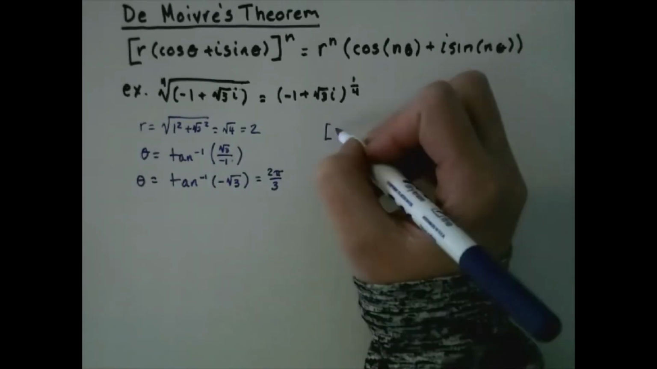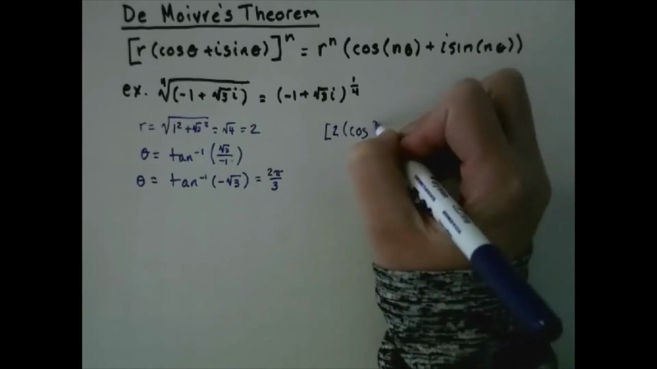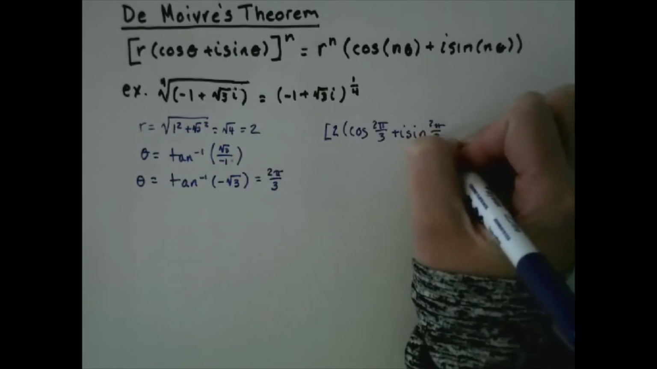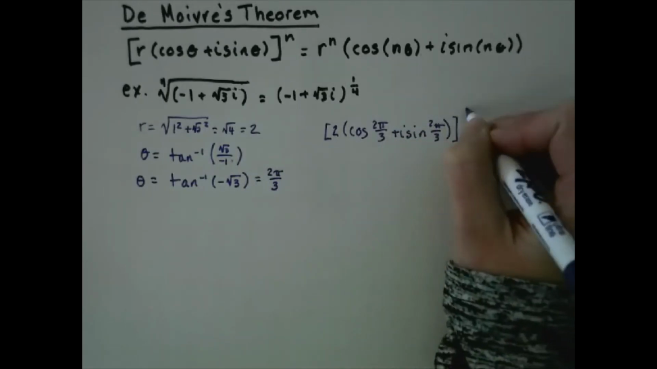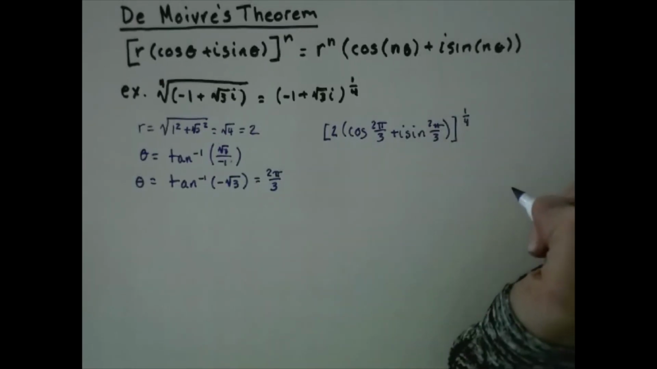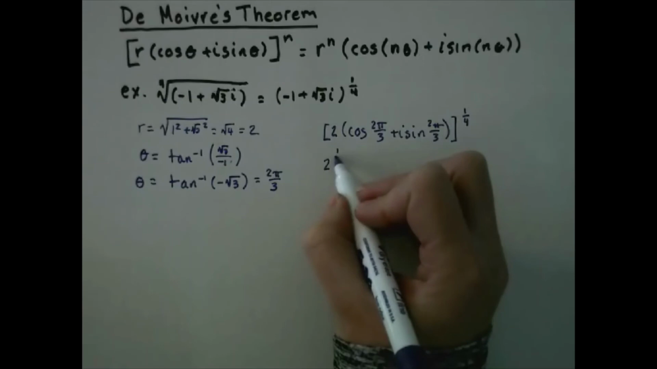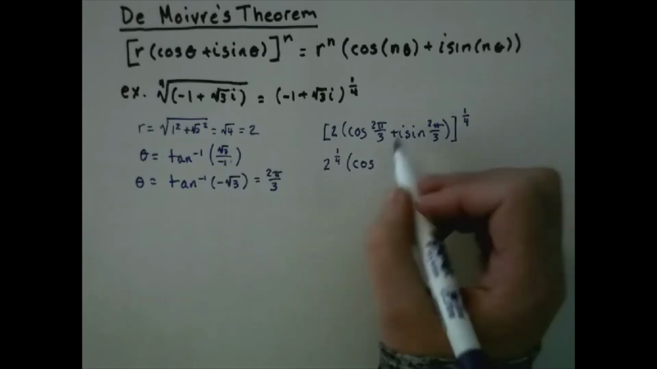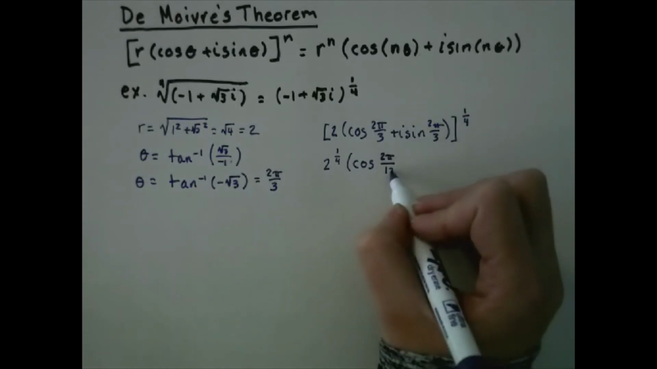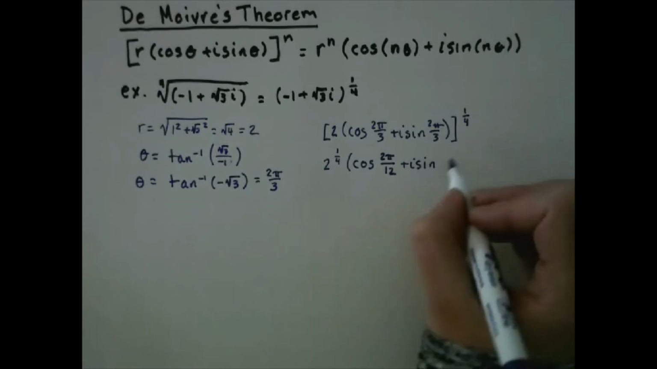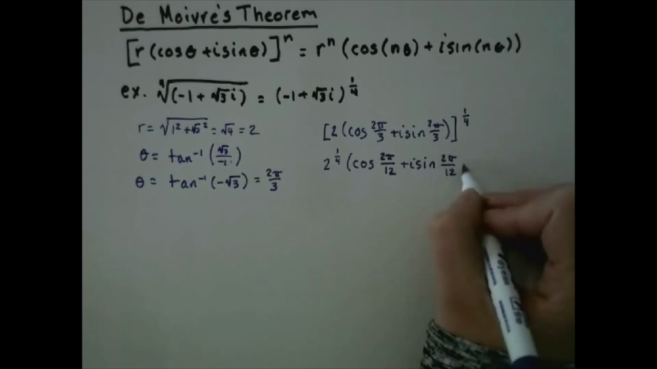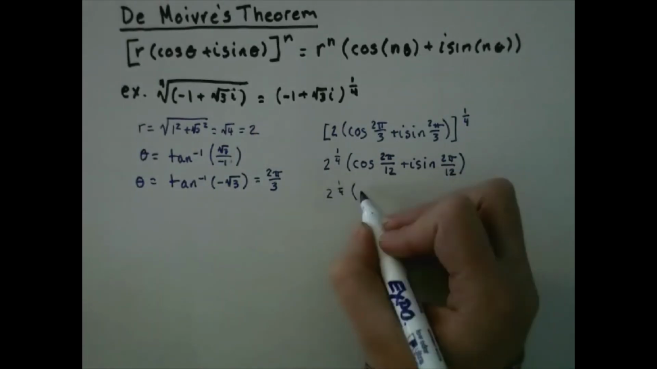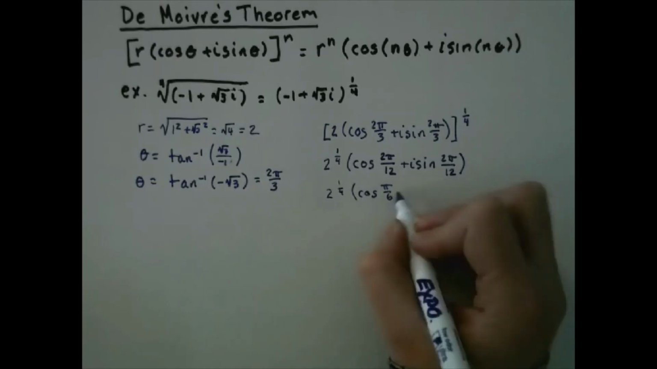So I'm going to rewrite the problem as 2 cosine 2 pi over 3 plus I sine 2 pi over 3 to the 1/4 power. So I'll do the power. So 2 to the 1/4 cosine, when we multiply 2 pi over 3 times 1/4, that'll be 2 pi over 12. Which will be 2 to the 1/4 times the cosine of pi over 6.